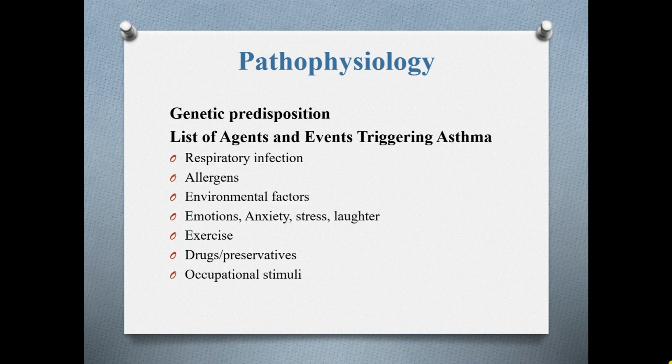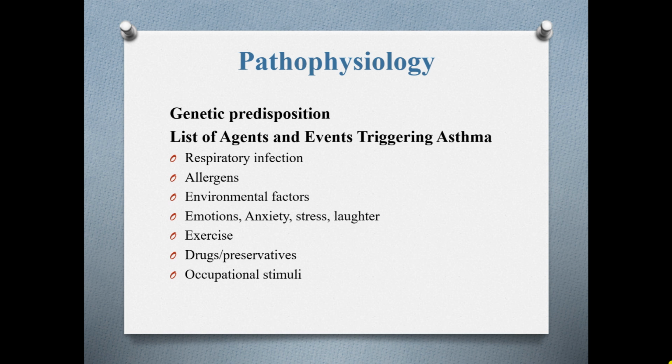These are listed here. Some respiratory infections may trigger the asthma. Allergens like pollens, dust, colors, certain fumes, any type of allergen can trigger an episode of asthma. There are certain environmental factors, like excess of carbon or chromium or nickel in the atmosphere, that can trigger the asthma. Emotions, anxiety, stress, laughter can trigger the asthma, which means asthma also has some kind of psychological origin.